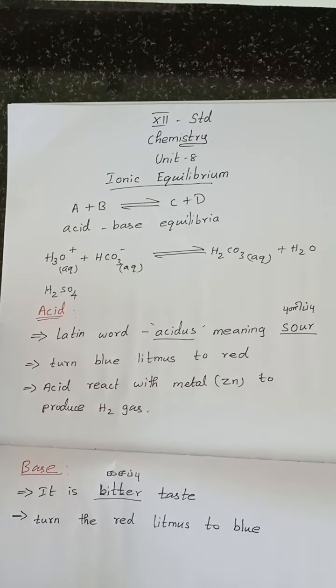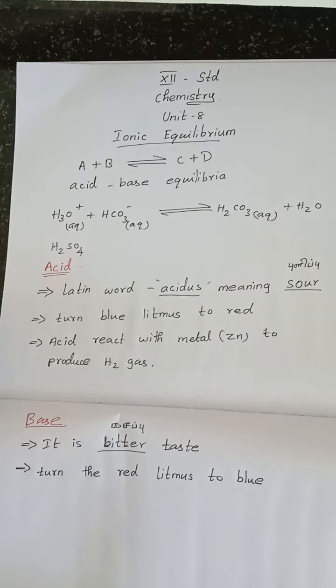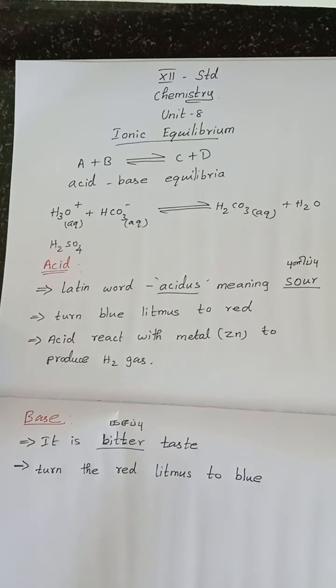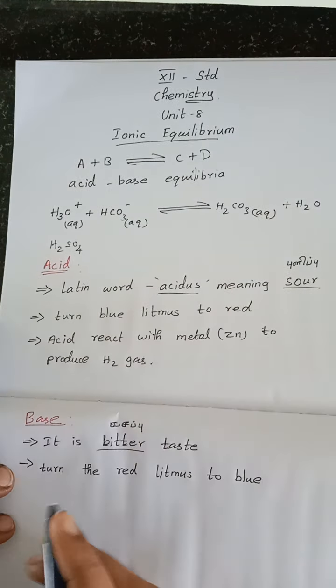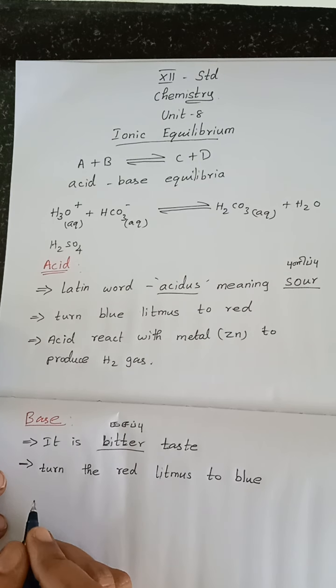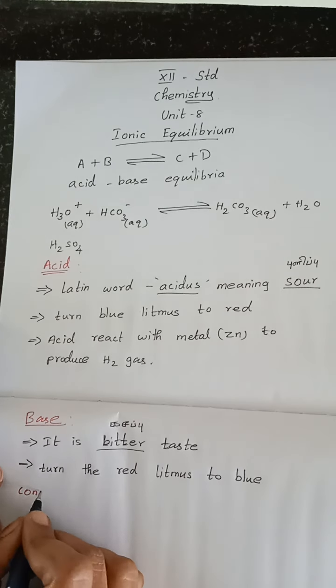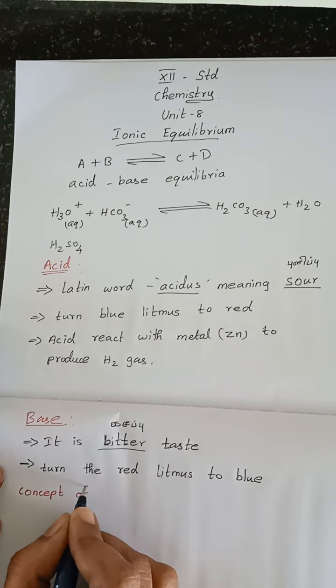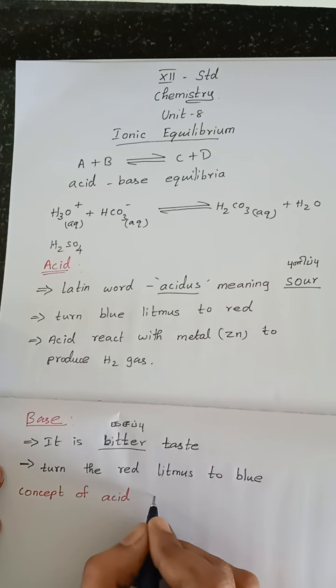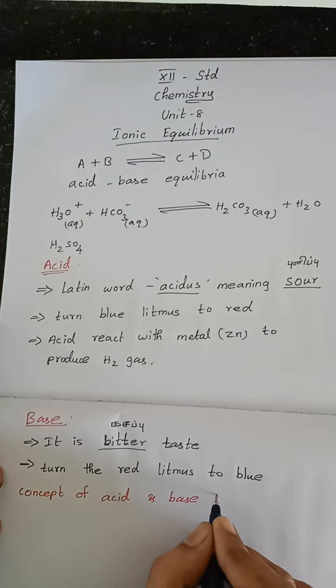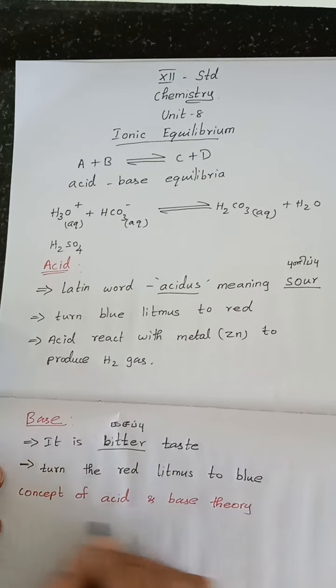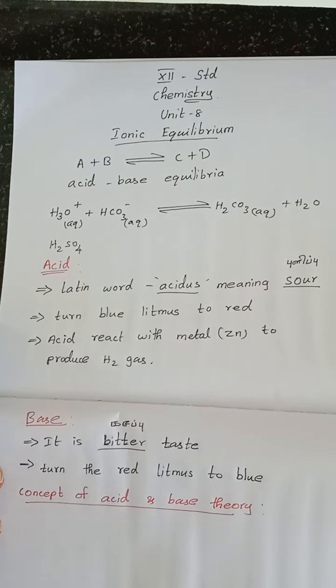The next topic is the concept of acid and base theory. There are three concepts: the Arrhenius concept, the Lowry-Bronsted concept, and the Lewis concept. I will have you write the topic: the concept of acid and base theory. Okay, children, the first topic is Arrhenius theory.